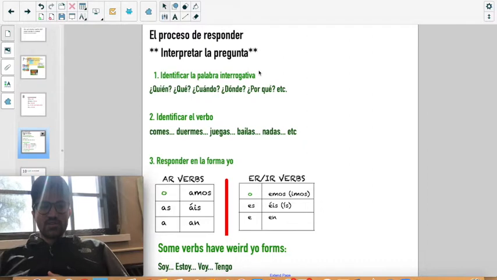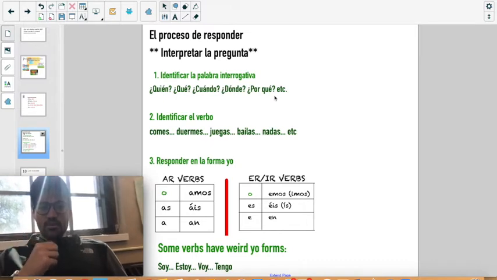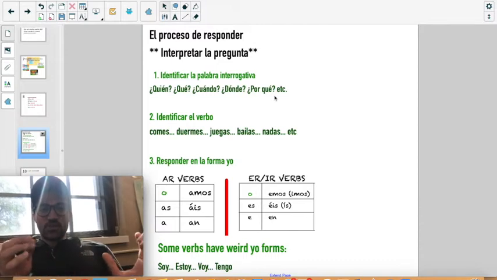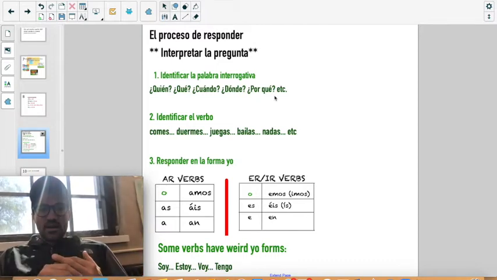So the first thing we need to do to interpret the question is identify, again, the question word. What was the question word? Who, what, when, where, why, how many, etc., etc. See? ¿Quién? ¿Qué? ¿Cuándo? ¿Dónde? ¿Por qué? ¿Cómo? ¿Cuánto? See? So we have to recognize what was the question word. Once we know the question word, okay, we start to interpret what the question means, okay?